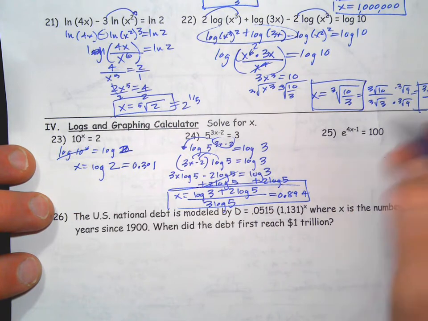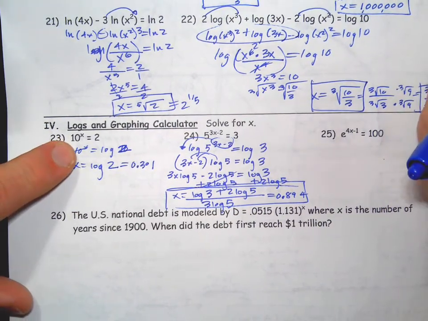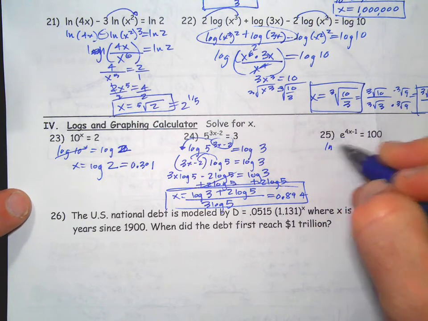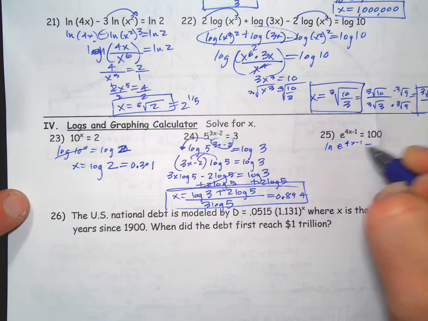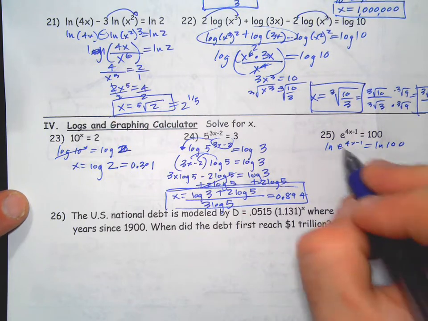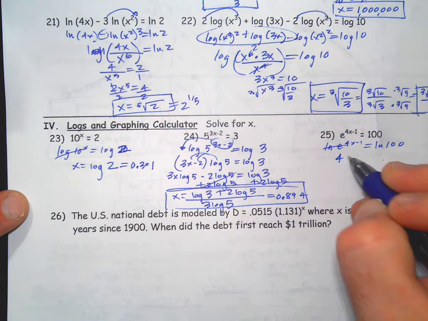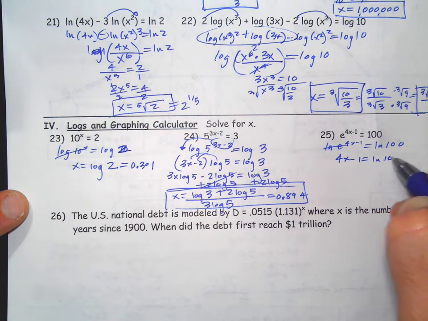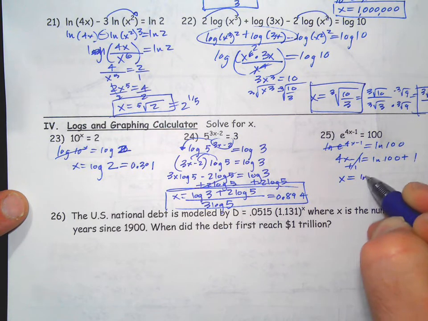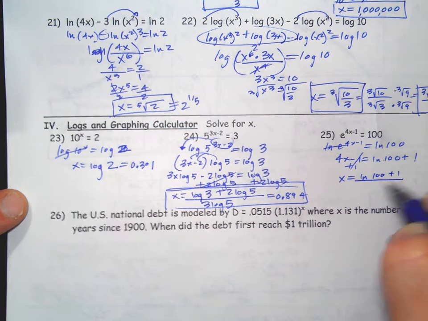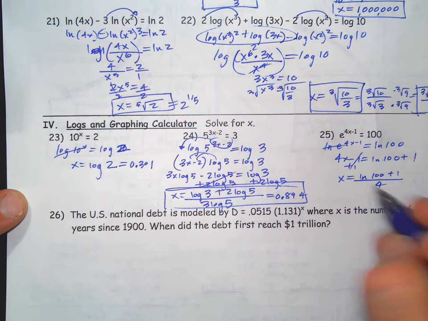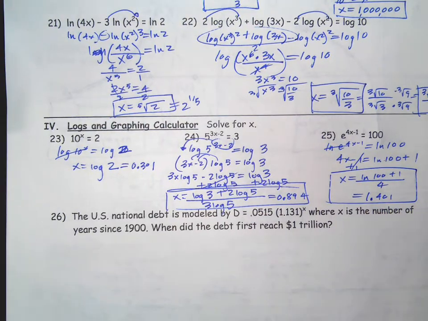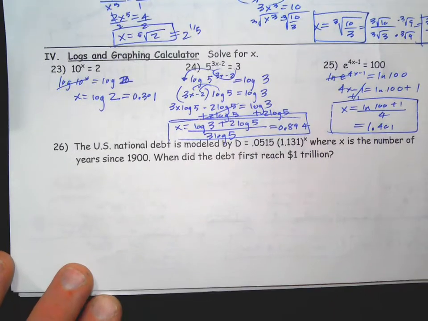Okay. Now, if it has a base 10, common log makes sense. If it has base e, I would do natural log because it just cleans up nicer. Those cancel each other out. 4x minus 1 equals natural log of 100. Add 1. Add 1. Divide by 4. So there's your answer. Perfect. Exact. On your calculator, it's 1.401, 3 decimal places. So that's solving exponentials where you can't make the bases the same. Use logs, use your calculator.